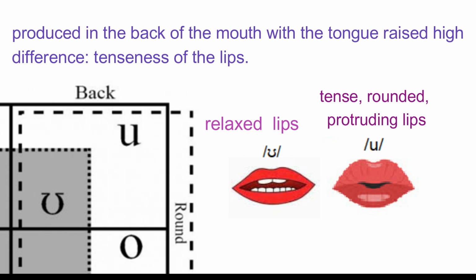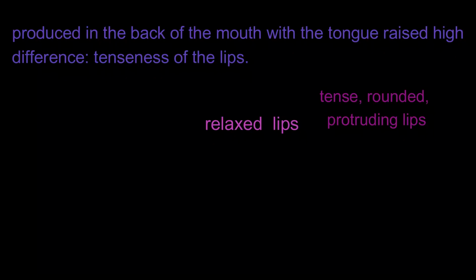To make /u/, we make the lips tense so that the lips are rounded and protruding. With /u/, we raise the tongue and let the air out. /u/ words. These are words with the /u/ sound. With EW.